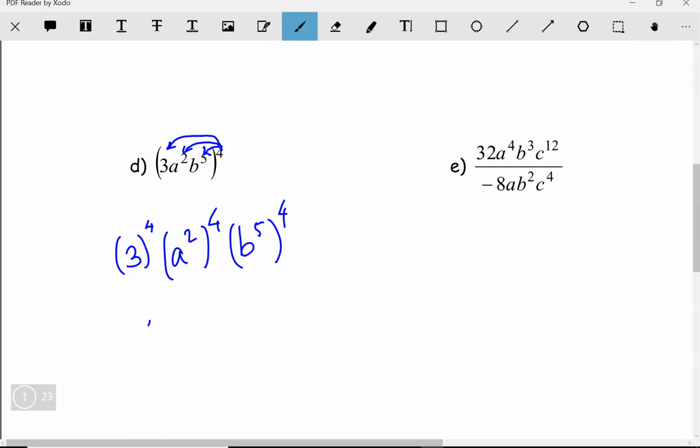So 3 to the power of 4 is 81. This is a to the power of 2 times 4 is 8. B to the power of 5 times 4 is 20. So that is our final answer.